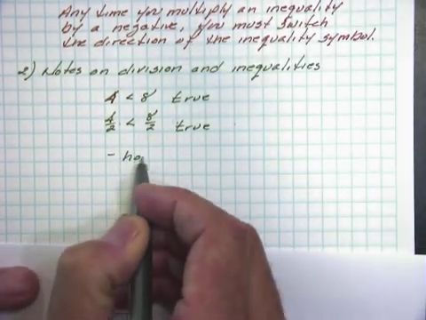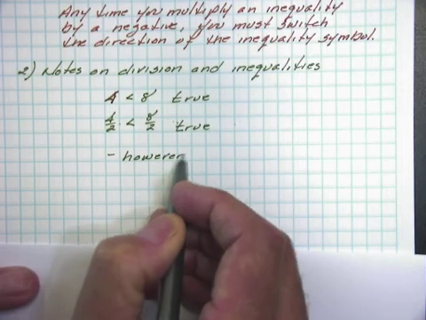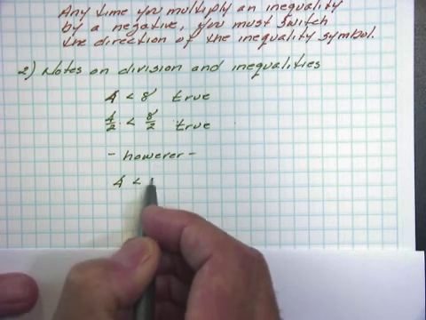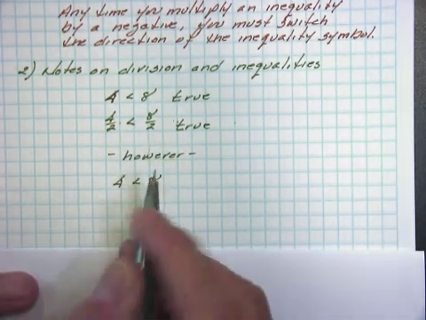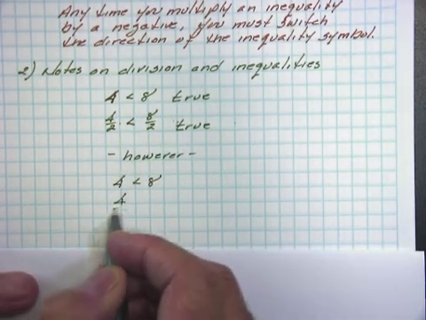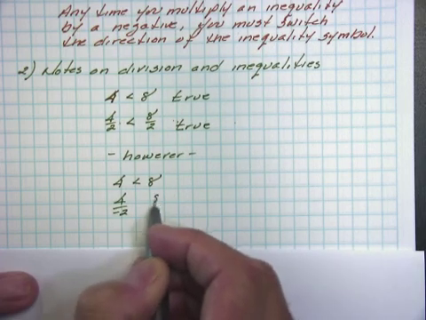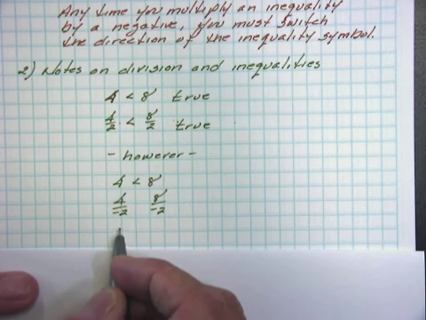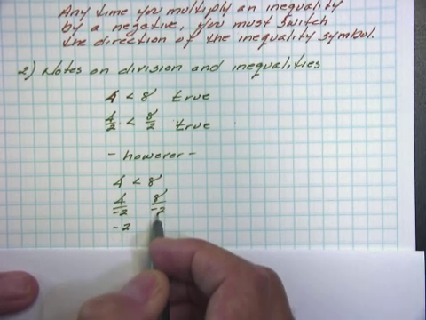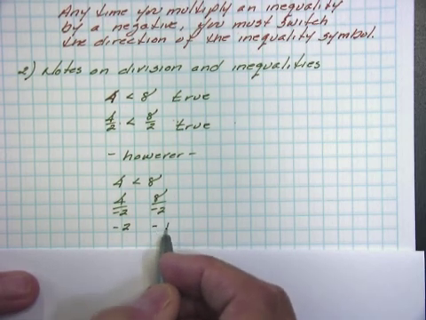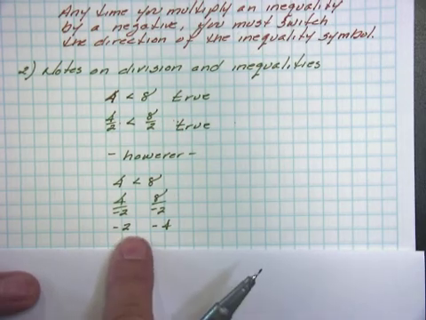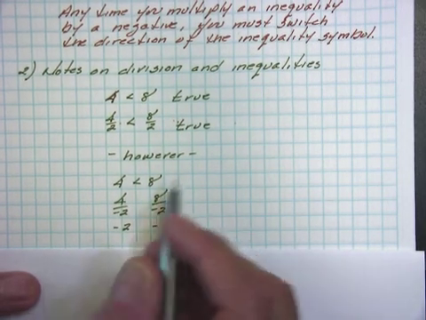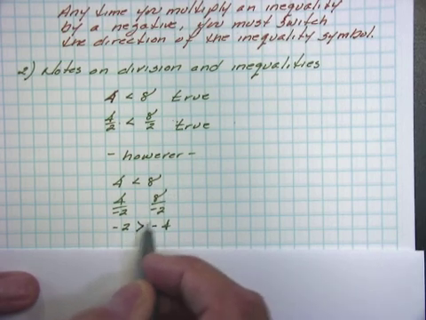But watch what happens when I turn that from a 2 to a negative 2. All right? So I'm going to put the however in here. So we'll go back to 4 is less than 8. But now I'm going to divide by negative 2. 4 divided by negative 2 and 8 divided by negative 2. 4 divided by negative 2 is negative 2. And 8 divided by negative 2 is negative 4.